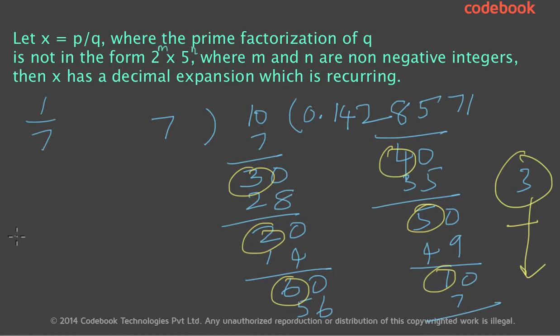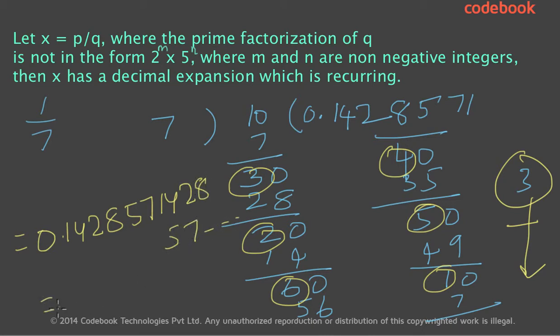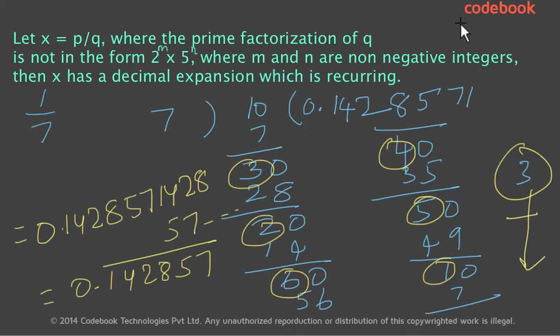So 1 by 7 is nothing but 0.14285 and again 14285 and so on. So this can be expressed as 0.142857 bar. As you recall from your 9th class lesson, this is a recurring non-terminating decimal. But we also know that a recurring non-terminating decimal is a rational number. What is an irrational number? If you have a non-recurring non-terminating decimal, then that is an irrational number. Whereas if you have a non-terminating recurring decimal, then it is called a rational number.